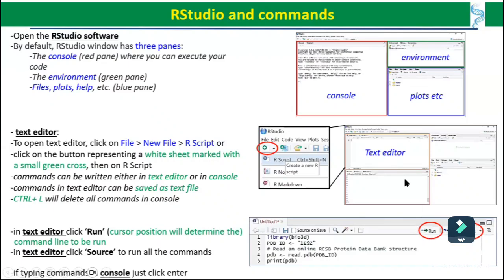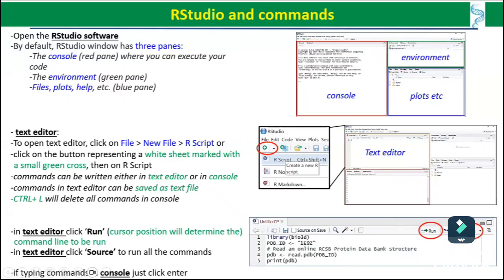These keys are usually visible in the console over here. Run means, suppose this is a command line, library Bio3D, and your cursor is here. When you press enter here, the system will run only this command. If you press source rather, then it will run all the commands. That's the only difference between run and source, right?